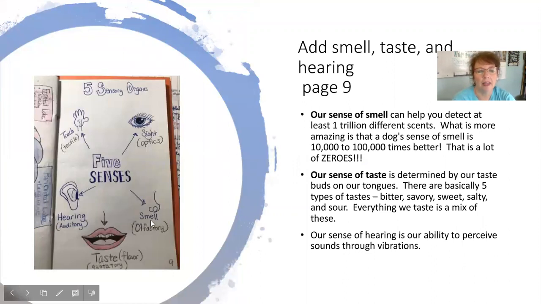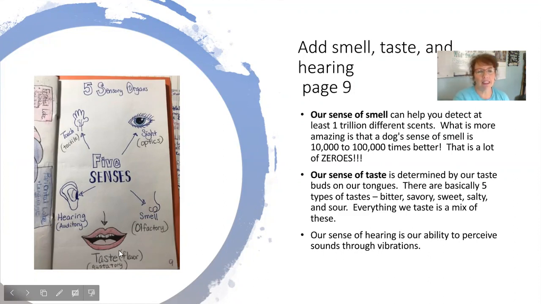Let's talk about this one next. Don't laugh at my drawings. Our sense of smell can help you detect at least 1 trillion different scents. Now, when I was doing this research for this page, I was totally blown away. What is more amazing is that dogs' sense of smell is 10,000 to 100,000 times better than ours. And if I can smell 1 trillion different scents, imagine how many a dog can smell. They are so amazing. No wonder they're our best friends.